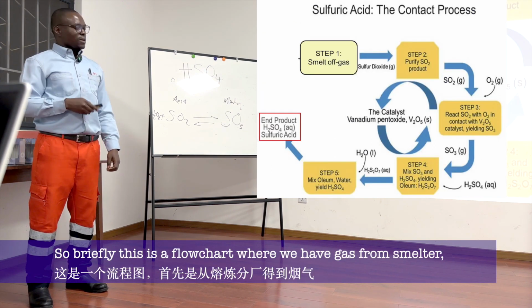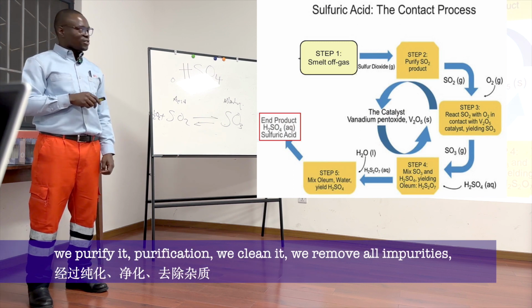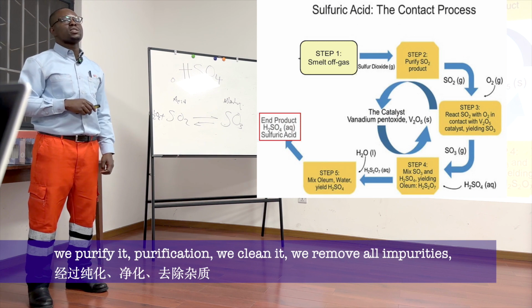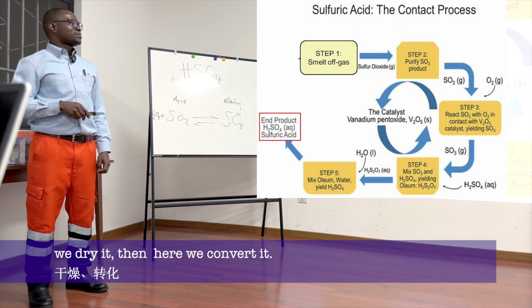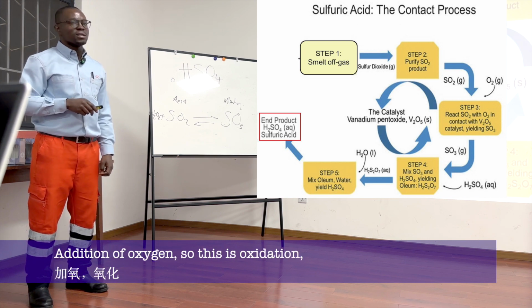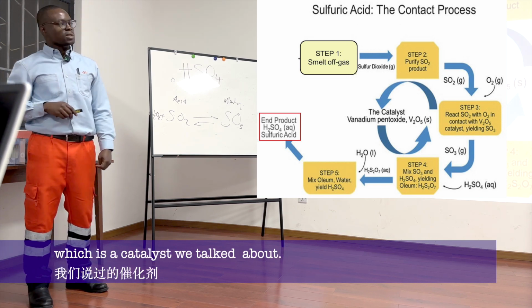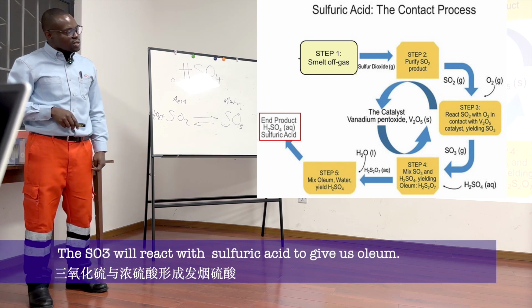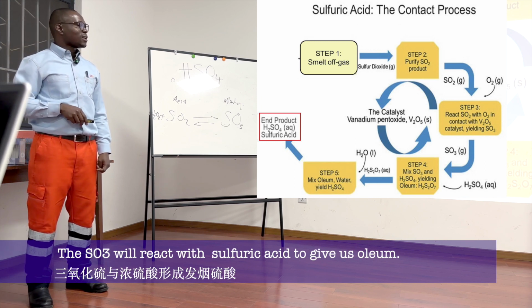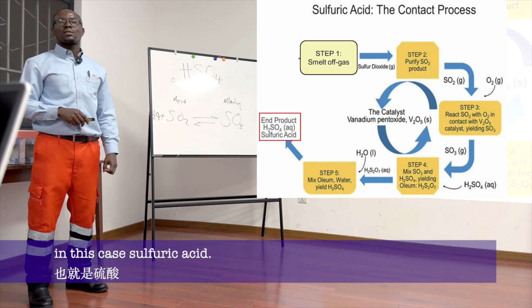So briefly, this is the flow chart where we have gas from the smelter. We purify it, we clean it, we remove all the impurities, we dry it. Then here we convert it, addition of oxygen. So this is oxidation, in the presence of vanadium pentoxide, which is a catalyst we talked about. We are going to have our converted SO3 there. The SO3 will react with sulfuric acid to give us oleum. Oleum will dilute with water to give us our product of desired concentration, in this case, sulfuric acid.